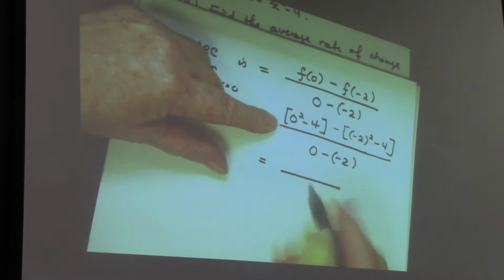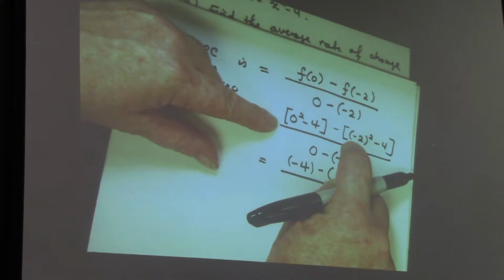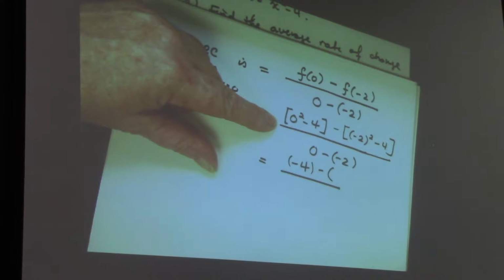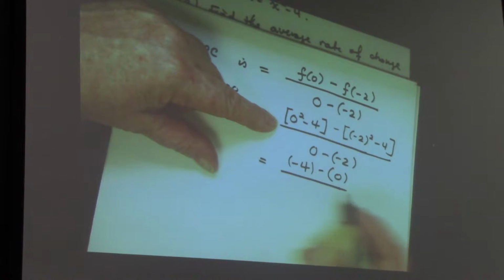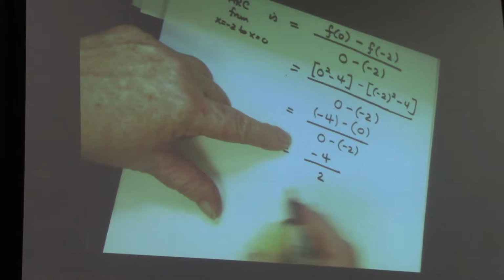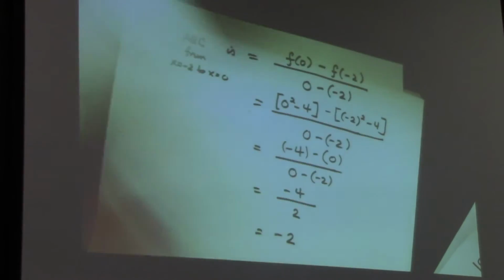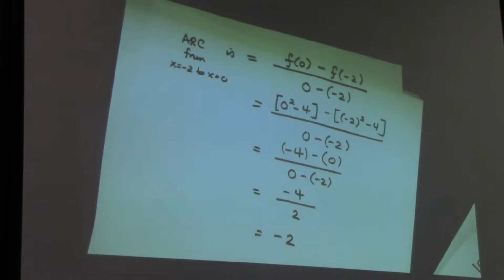Okay, 0 squared minus 4 is -4. Maybe I'll put parentheses around that just for a second. Minus, what's -2 squared minus 4? 0. 4 minus 4 or 0 over 0 minus -2. All right, so I got -4 over +2 or -2. Now, what does that number -2 mean on this graph? What does this give us on this graph?